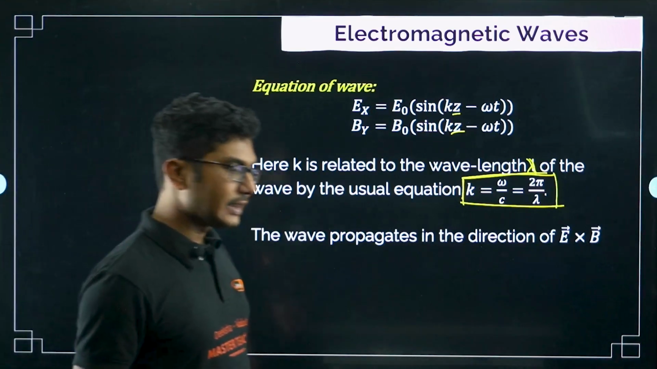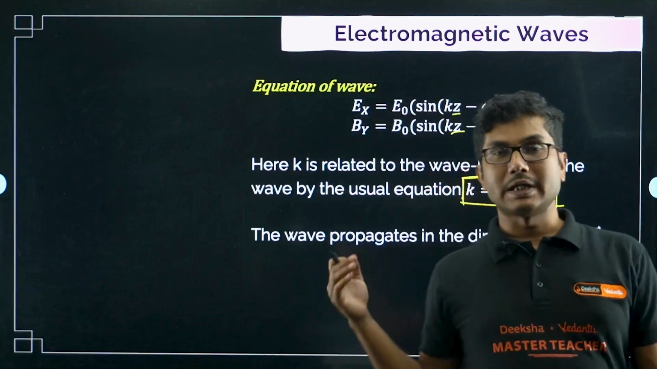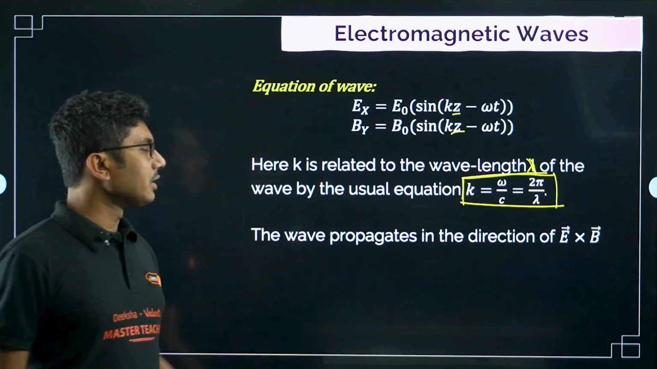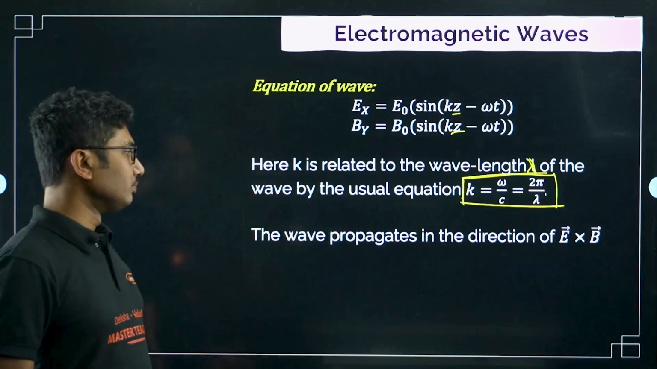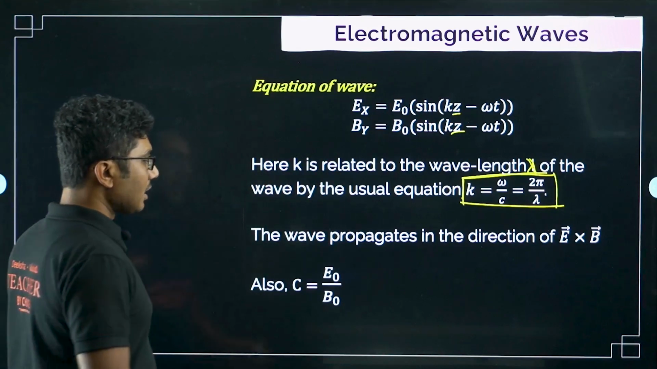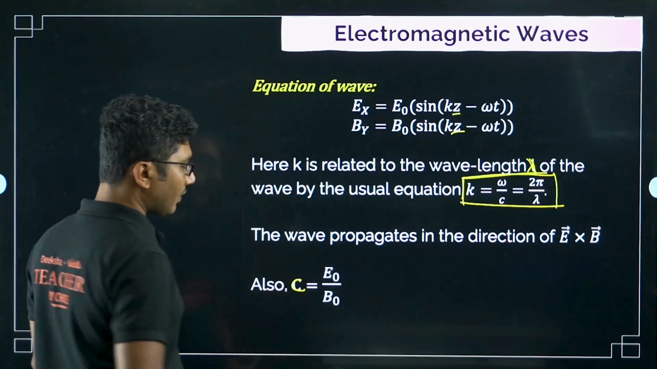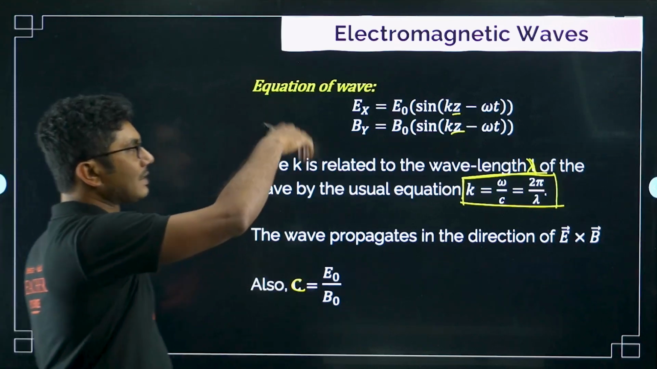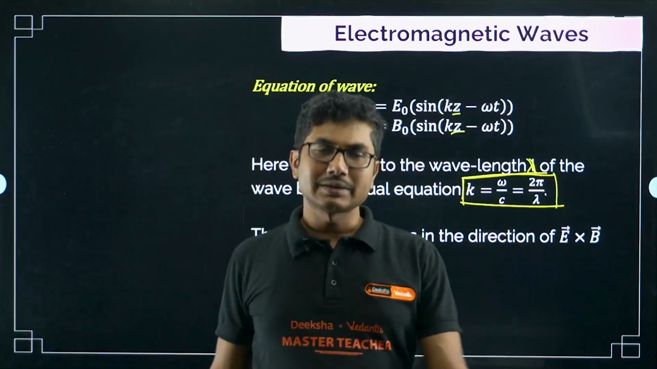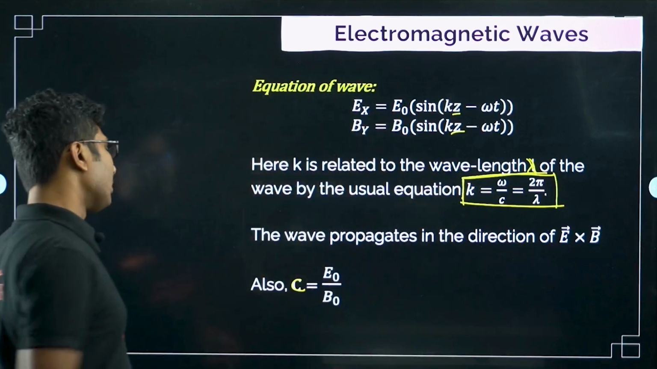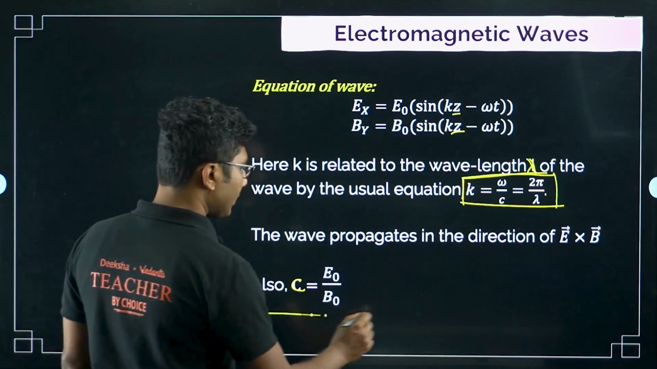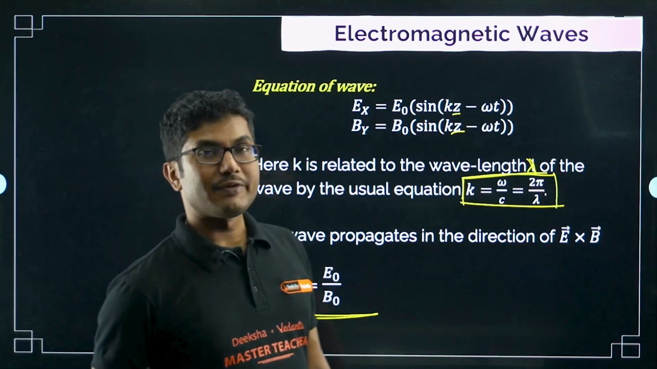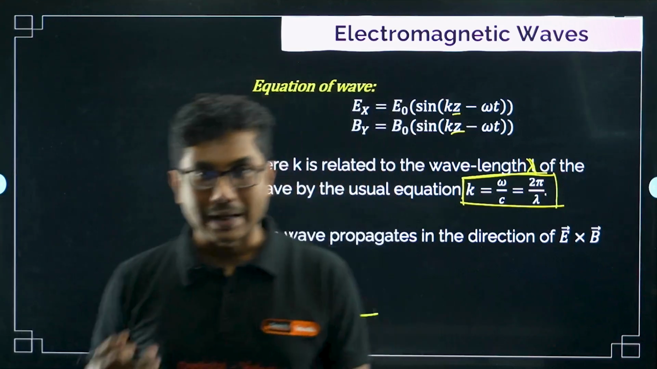So obviously, as I said, the wave propagation is perpendicular to both the electric and magnetic fields. This is how it is propagating. And one more thing: the speed of light is E naught by B naught, or you can write Ex by Bx, so sin(kz minus omega t) will cancel. This is also very, very important. So the speed of light is the amplitude of the electric field divided by the amplitude of the magnetic field.